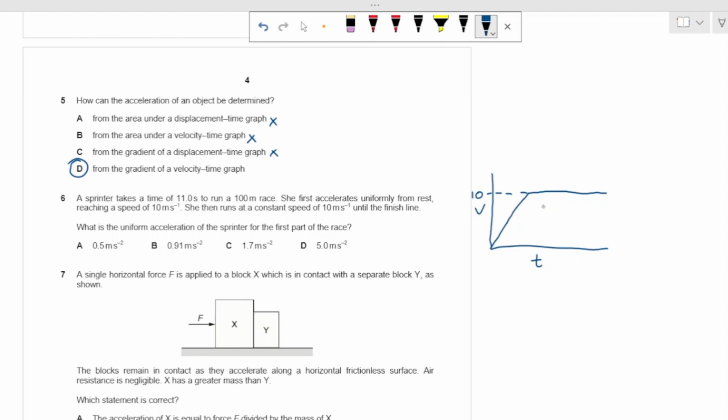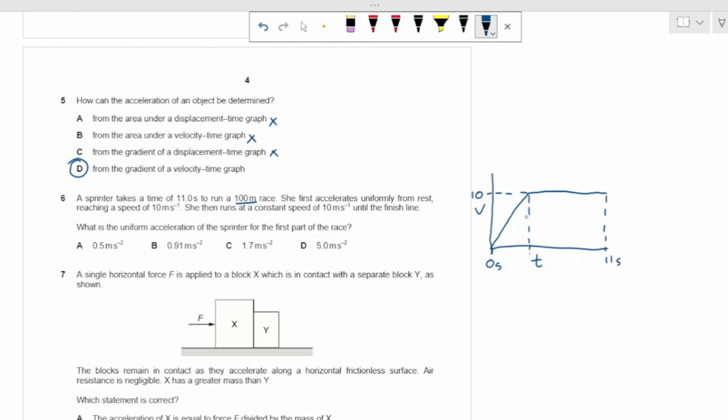Now, the important thing to notice is that this whole area under the graph equals 100 meters, because the area under a velocity time graph is the displacement or the distance, which in this case we are already given as 100 meters. Now what are they asking us? They are asking us the uniform acceleration of the sprinter for the first part of the race. But the problem is that we do not know the time at this point. We know the time over here is 0 seconds, but we don't know the time here. We do know the final time, which is 11 seconds.